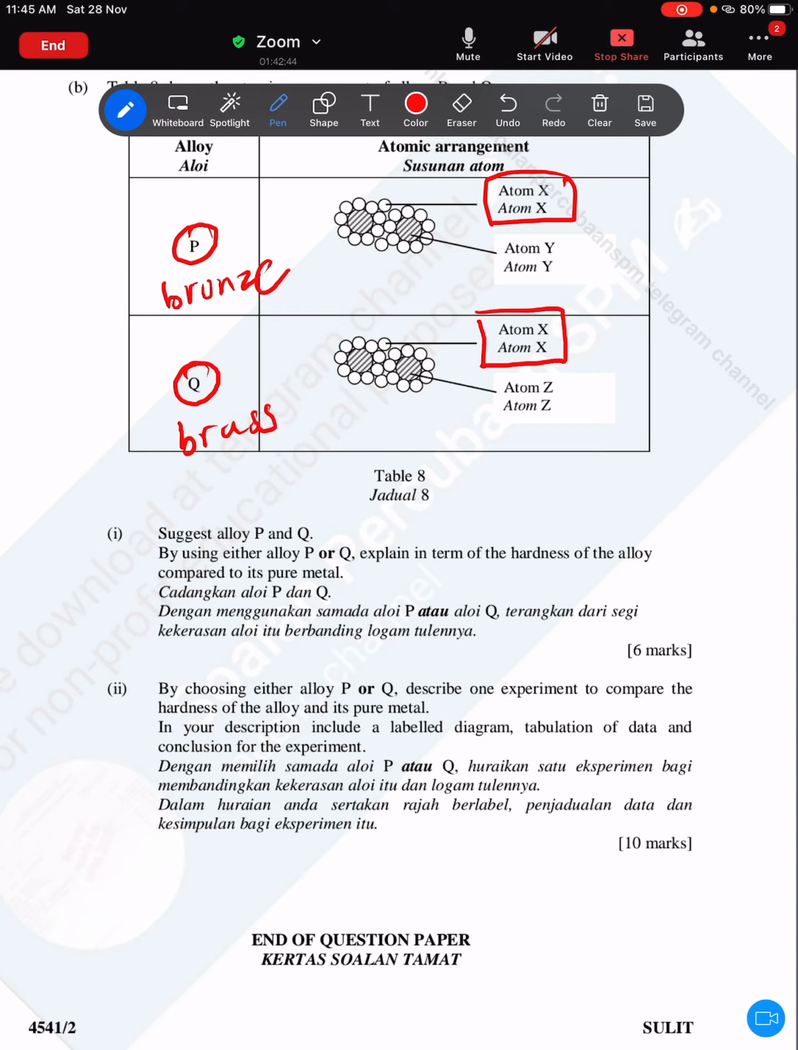Or if you swap them, it's also fine. P is brass and Q is bronze is also fine. It's still acceptable. No problem.